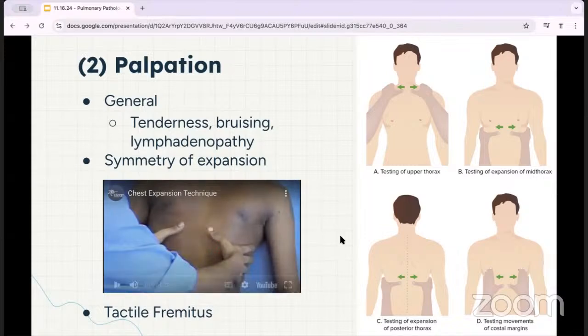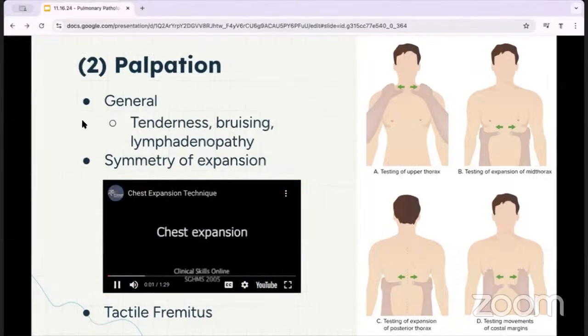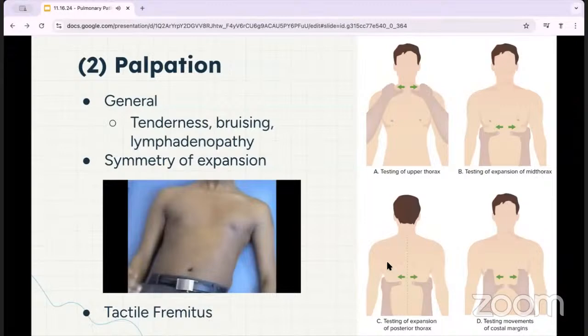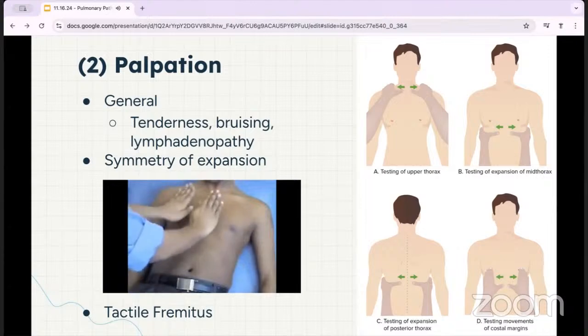And I can actually show you here on this slide. To assess chest expansion, there are two different ways of doing it. In the front of the chest, you're checking for outward expansion and also anteroposterior expansion. In the back, you just check for outward expansion, both at the top and the bottom.